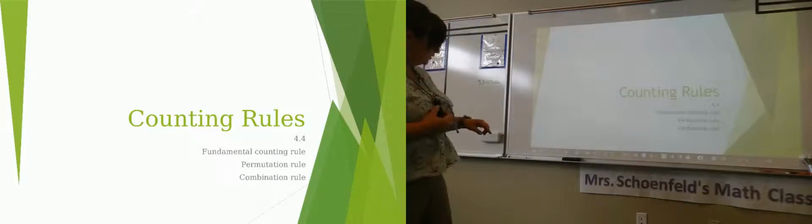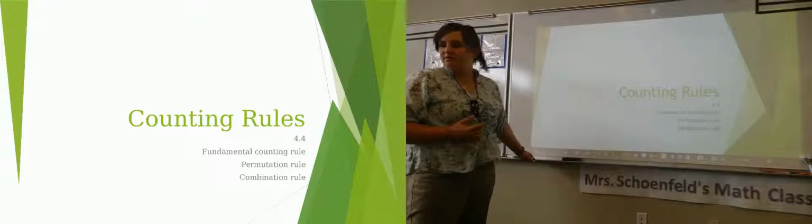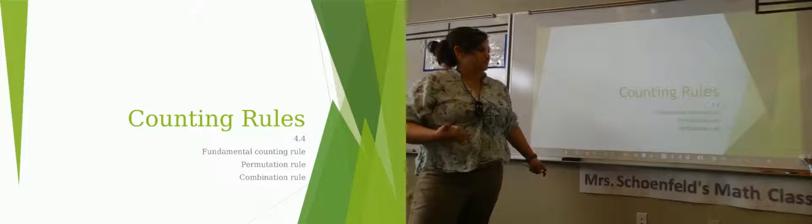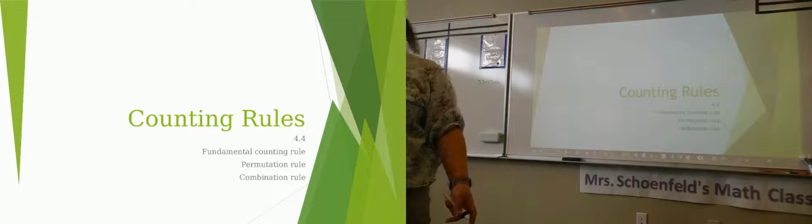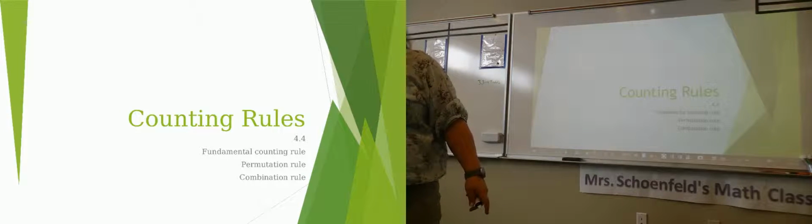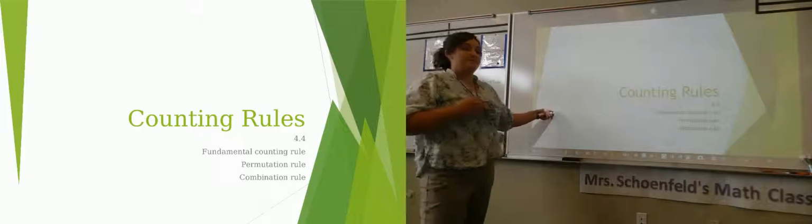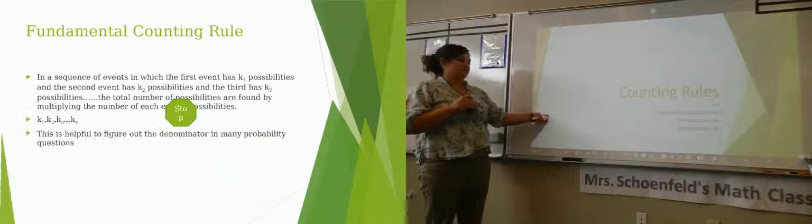Okay, so 4.4 is going to be counting rules. All your counting rules are the fundamental counting rule, the permutation rule, and the combination rule. Let me get to the right section too. The first thing that we're going to do is the fundamental counting rule.